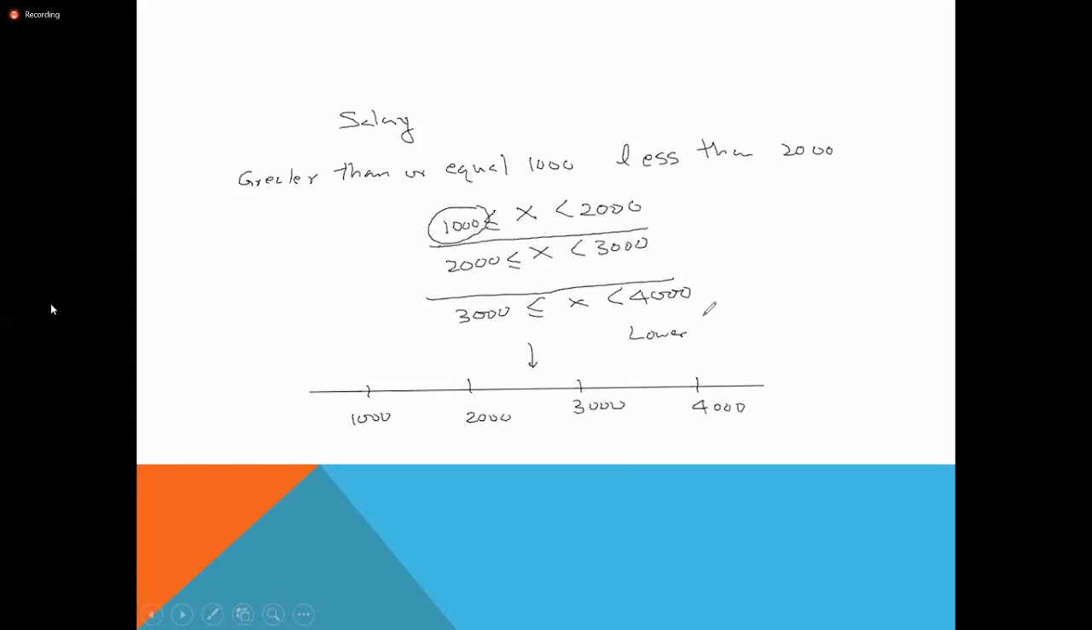Then the lower limit is 1000. That is also the same as the stated limit. The upper stated limit and upper true limit are also the same, that is here 2000, then 3000.